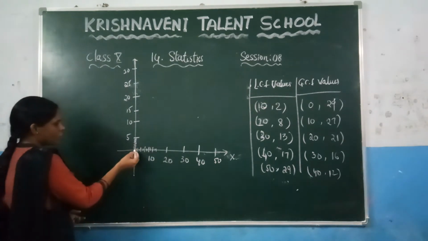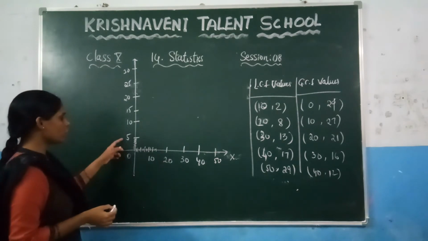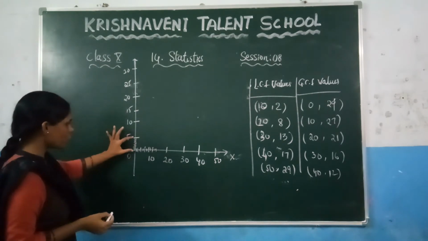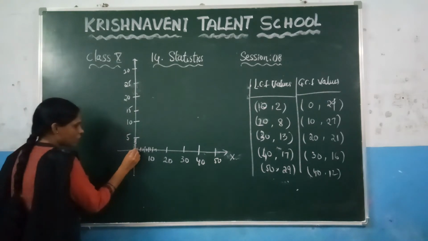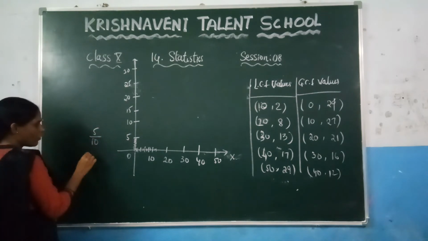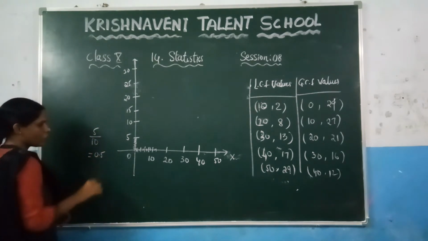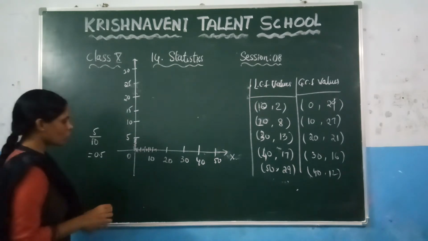Similarly, if you want to find the length of this one, what we need to do? We need to divide 5 with 10, because how many parts are there? Total 10 parts are there. If you want to calculate each part length, we need to divide with 10. What is the value of 5 by 10? Which is nothing but 0.5. That means each part here is 0.5.